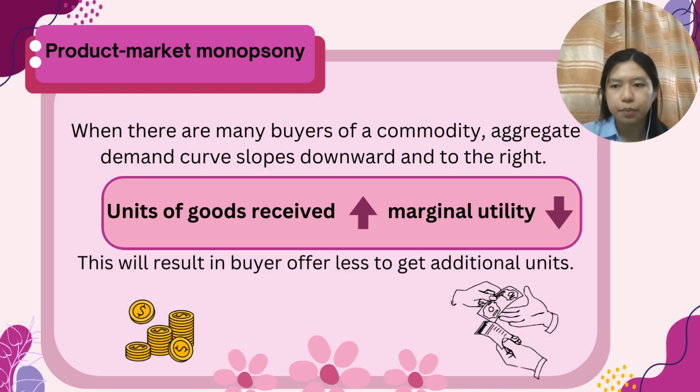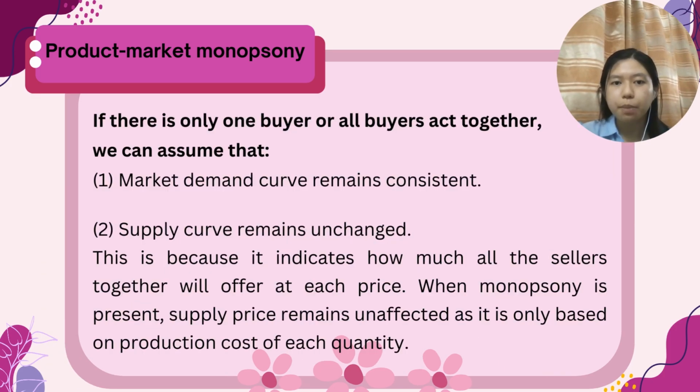diminishing utility. So in the product market monopsony, we assume that the market demand curve remains unaltered and the supply curve remains unchanged when there is only a single buyer or if all the buyers form an agreement to act together. This is because the supply curve indicates how much all the sellers together will offer at each price. In a monopsony situation, supply price remains unaffected as it is only based on the production cost of each quantity.